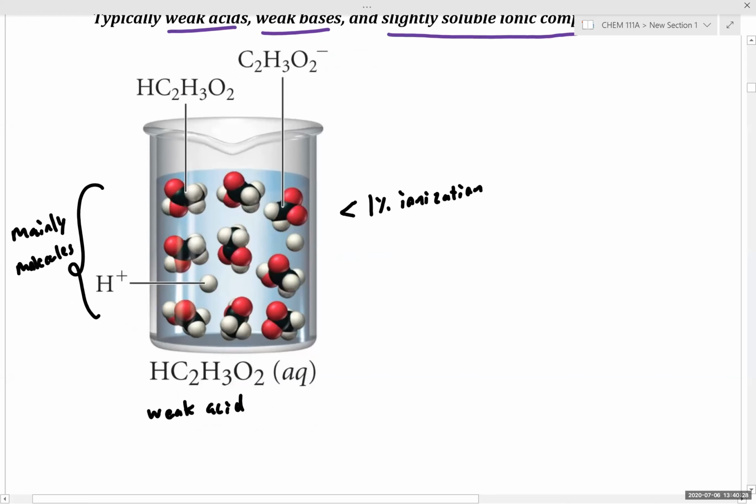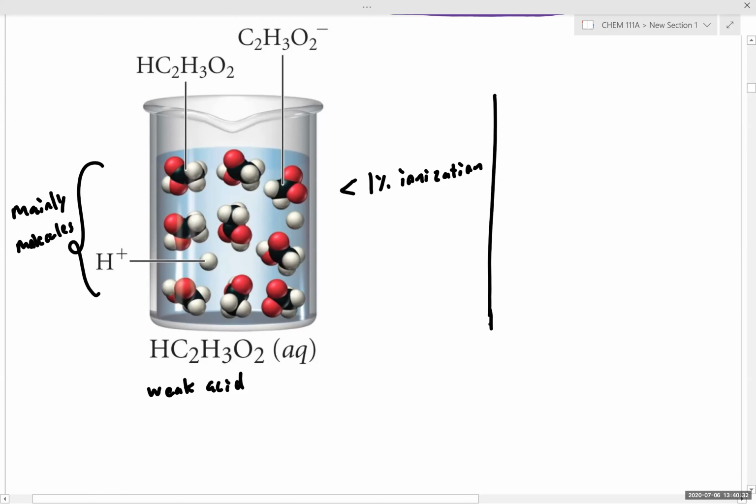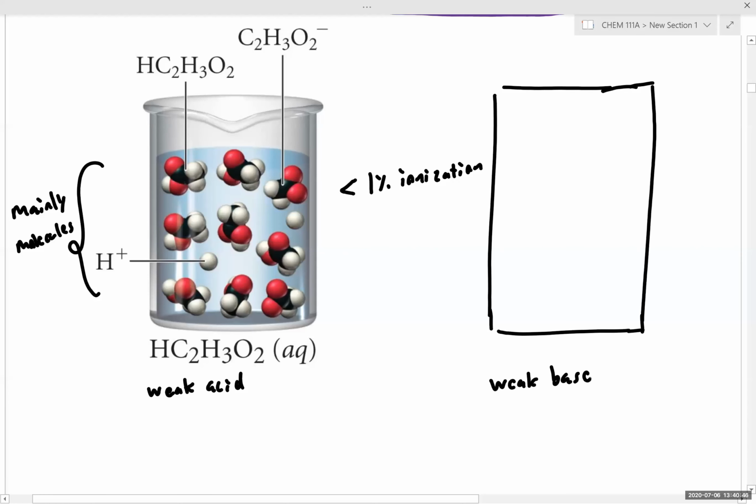Okay, so let's give an example of a weak base. We won't talk about slightly soluble ionic compounds. That's more of a general chemistry 2 discussion. What would an example of your stereotypical weak base be? What's an example of a weak base? Ammonia, yep, that's your placeholder weak base. We're gonna draw mainly ammonia molecules in solution.